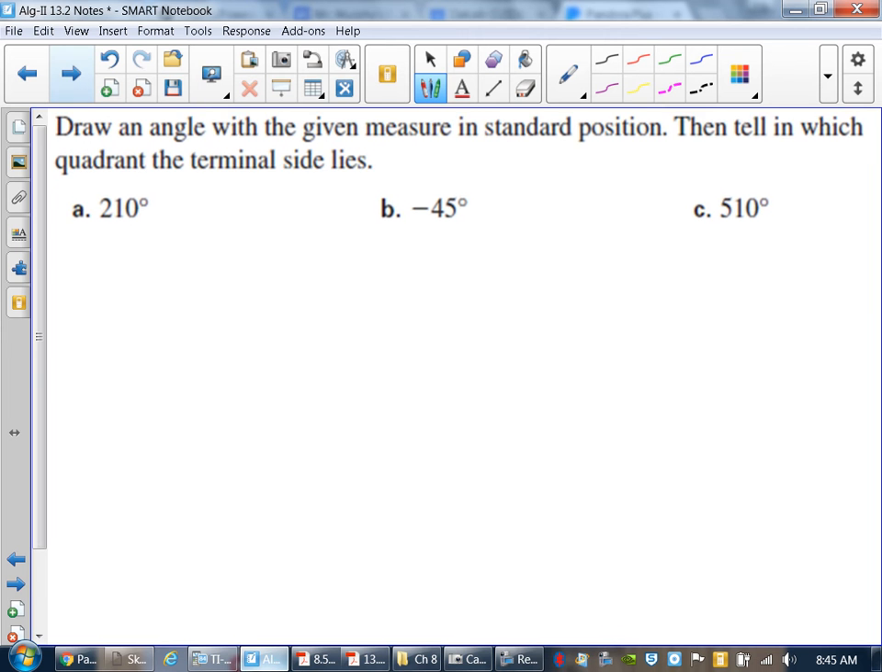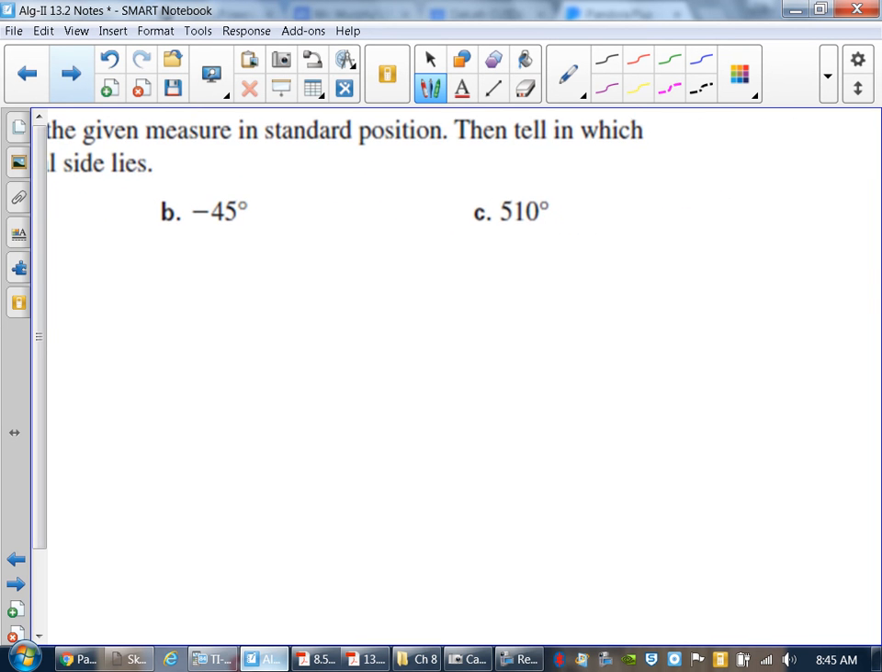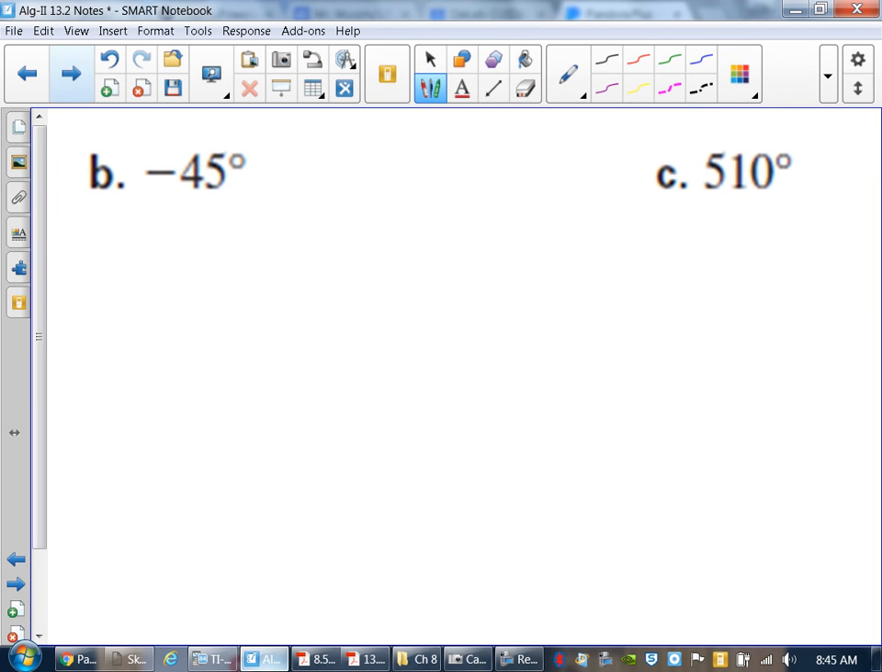So we did 210. Let's do negative 45 and 510. We're going to do some spinning. You're going to like this because you get to turn around in circles a lot.